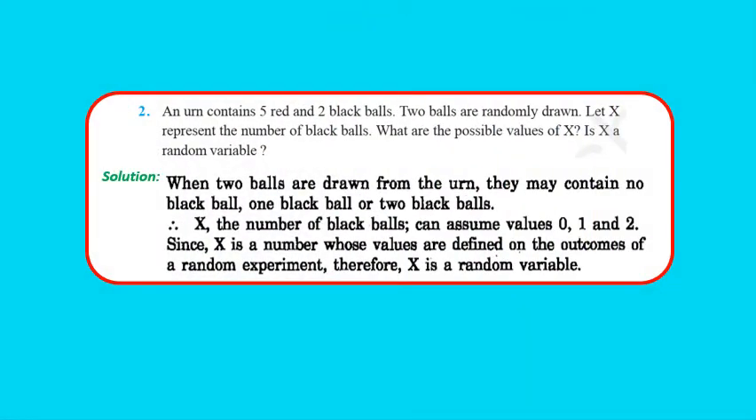Moving to question 2. An urn contains 5 red and 2 black balls. 2 balls are randomly drawn. Let x represent the number of black balls. What are the possible values of x? Is x a random variable? Now, when 2 balls are drawn from the urn, they may contain no black ball, 1 black ball, or 2 black balls. So x, the total number of black balls, can be 0, 1, or 2. So therefore, x is a number whose value defines the outcomes of a random experiment. Therefore, it is a random variable. Clear? So pause and note down the solution.